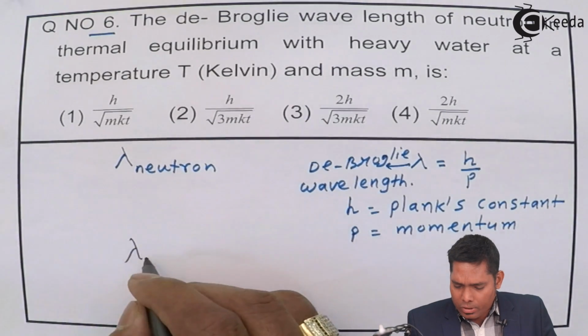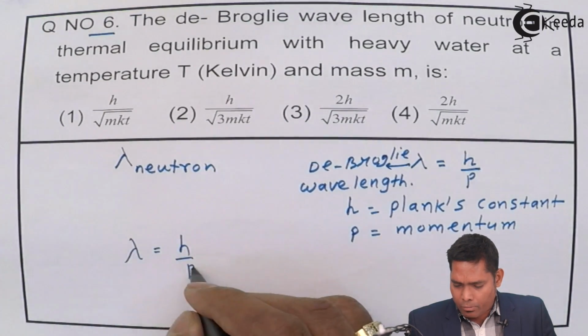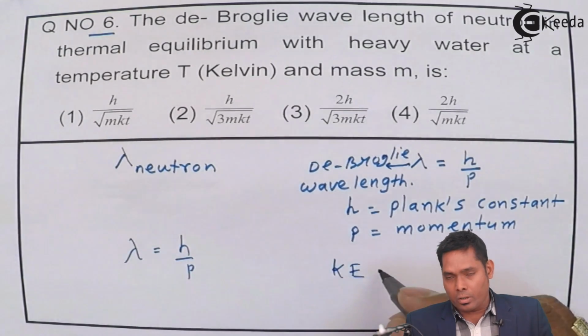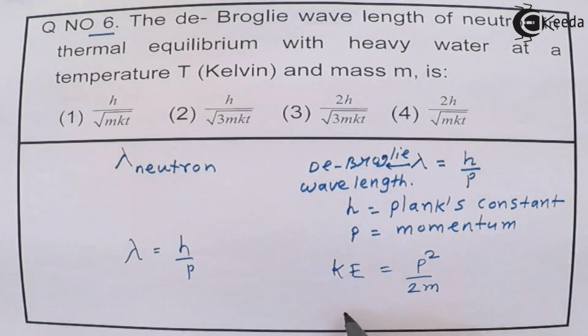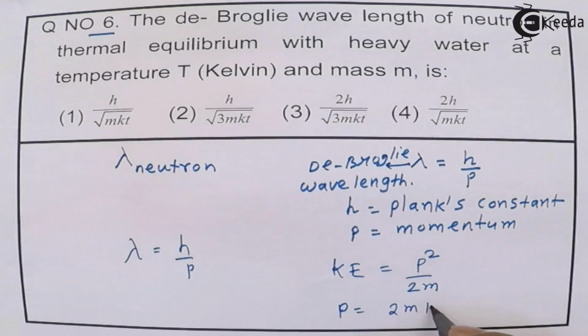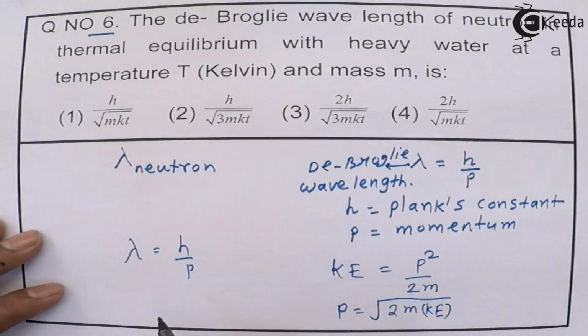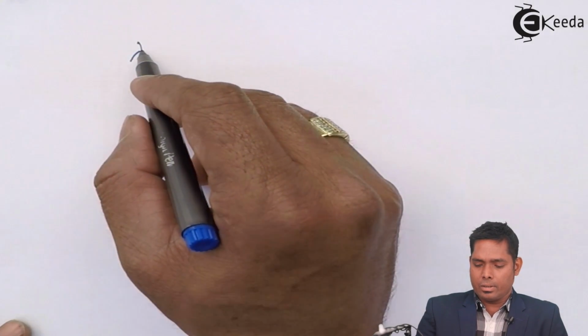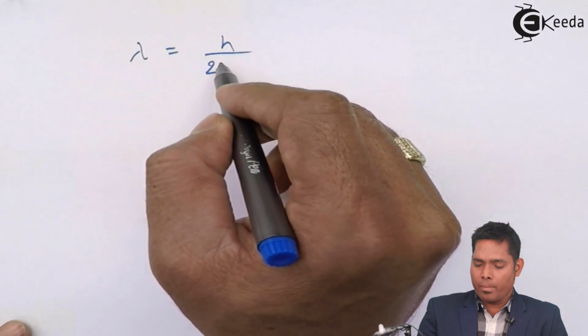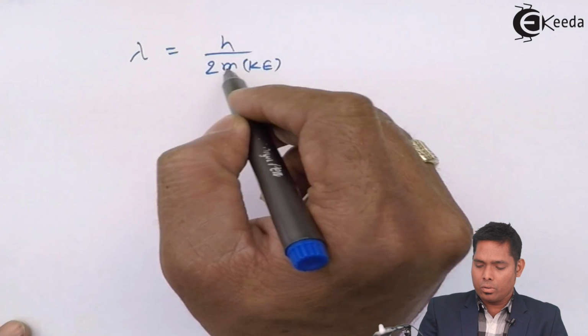Now the lambda of this neutron equals h over p, and we know that the kinetic energy of a particle is given by the momentum squared divided by 2m. So the momentum will be the square root of 2m times kinetic energy. If I substitute here, I'll get h divided by the square root of 2m KE, where KE is the kinetic energy. So the thermal neutron has this wavelength, which is h over the square root of 2m KE.